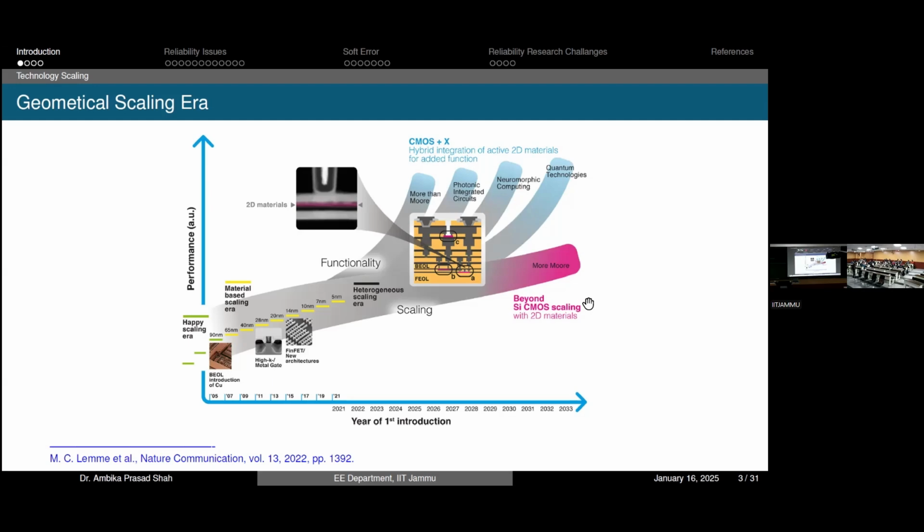If you want to use it for certain applications, there are more verticals: more than Moore's law, photonics IC, neuromorphic computing, quantum technologies, and 2D material-based devices are some of the verticals that people can explore. It depends on what your application is, how you want to deal with it, and accordingly you have to explore the dimension where you want to work.